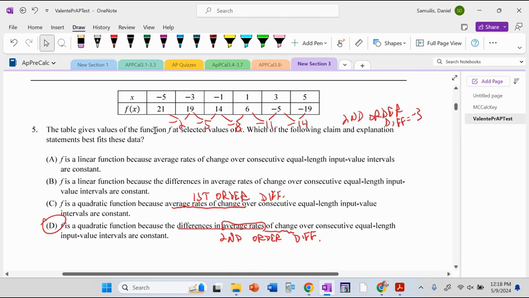Okay, so table, so which of the following claims? Okay, so it's trying to say, is it linear or quadratic?